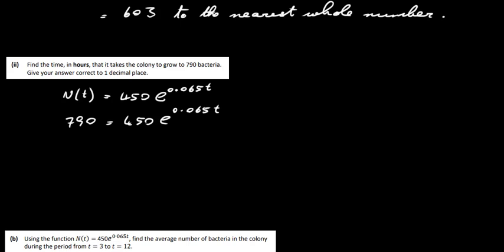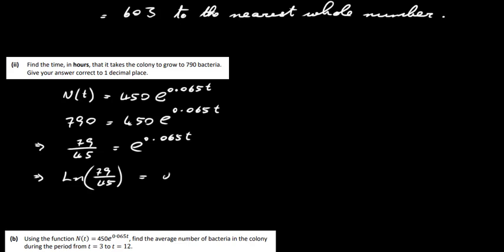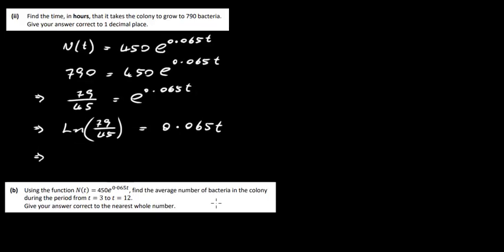Okay, so the first thing you would do here is divide across by 450, so that will give you 79 over 45. Next thing you would do is get the log of both sides, so we use the natural log of 79 over 45. And if you get the log of the right hand side, it just gives you the power here, so it's going to be 0.065 t. Next thing we're going to do is just divide across by 0.065.